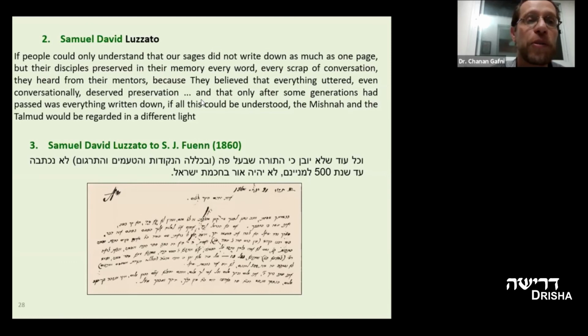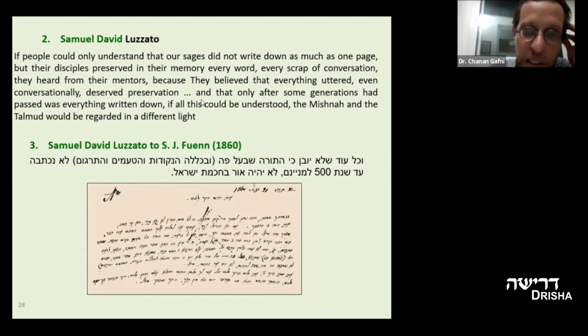Luzzatto says in one place, if people could only understand that our sages did not write down as much as one page, but their disciples preserved in their memory every word, every scrap of conversation they heard from their mentors, because they believed that everything uttered, even controversially, deserves preservation, and that only after some generations had passed was everything written down, if all this could be understood, the Mishnah and the Talmud would be regarded in a different light. It's crucial for Luzzatto to ascribe a much later period for the writing, for the documenting of our tradition.